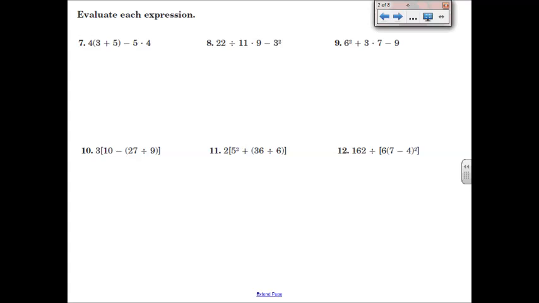In number 7, we have parentheses. We do that first. So we have 4 times 3 plus 5 is 8, minus 5 times 4. After parentheses is exponents. We don't have any. So then we move on to multiplication. We have 4 times 8 and 5 times 4. 4 times 8 is 32. 5 times 4 is 20, and 32 minus 20 is 12.